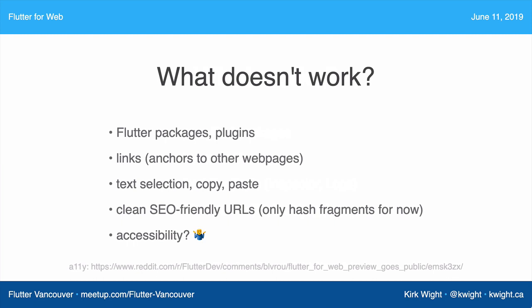One fundamental aspect of the web is links, being able to link to any other web page. There's currently no way to actually link outside of your app. Text operations aren't there yet either. Select text, copy, paste, or generally manipulate any text on the screen of a Flutter app. Currently, Flutter for Web uses hash fragments for its URLs. This means that every URL of your Flutter for Web app will have a hash in it. It also seems like accessibility is not fully built out yet and a little bit confusing.